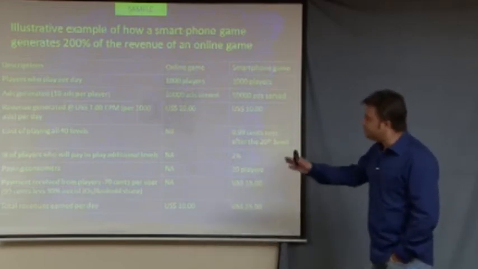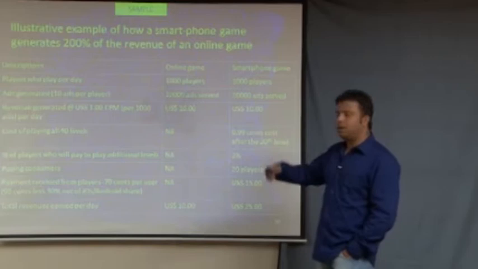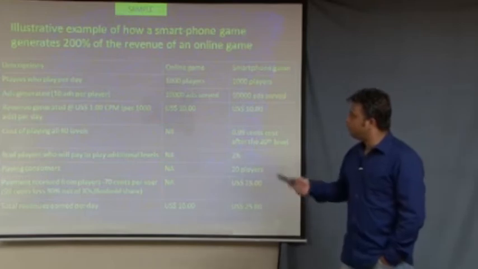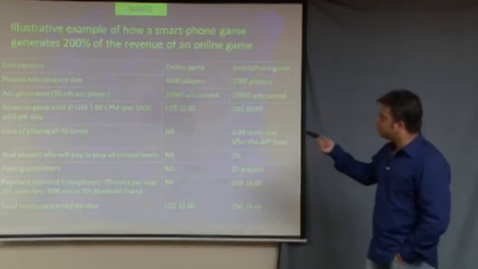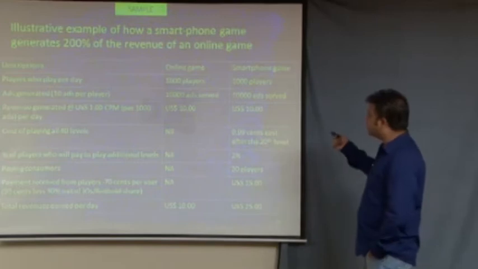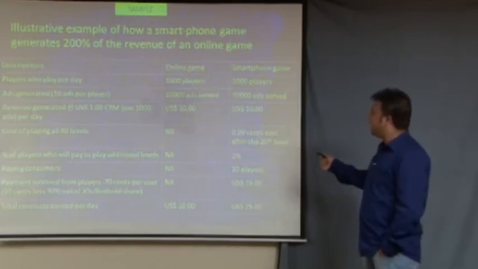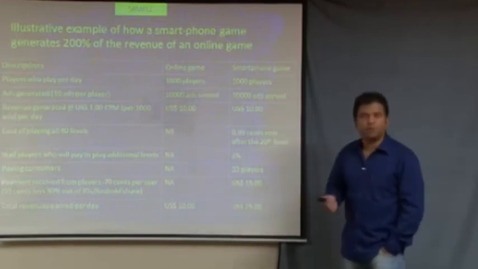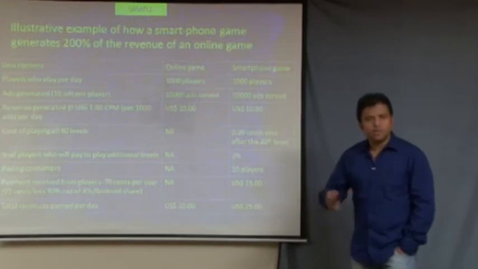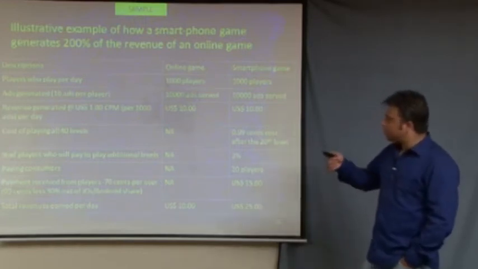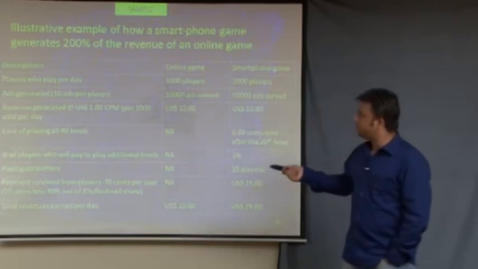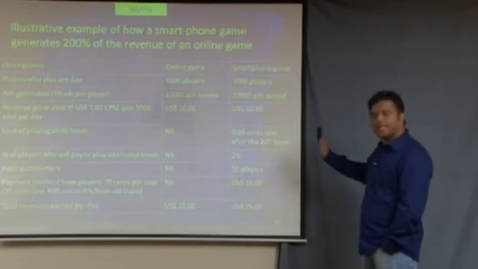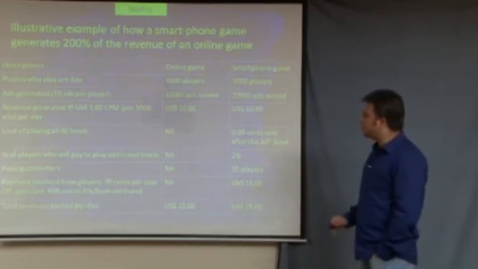So what they have estimated or forecasted is players who play the game every day, so 1,000 each for online and smartphone. Ads generated, so 10 ads per player, so they have 10,000 ads served, again similar for online and smartphone. Revenues are generated at $1 CPM, or cost per mille, which is used to measure advertising campaigns and revenues. So at $1 CPM per 1,000 ads, revenues would be again similar, $10 and $10 for online as well as the smartphone game.